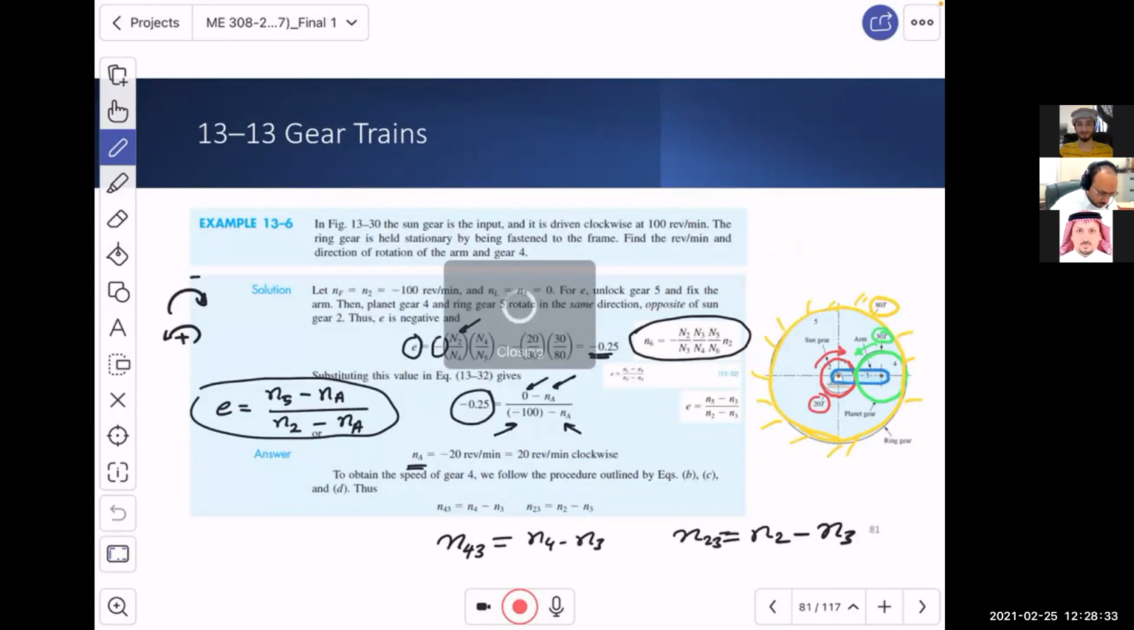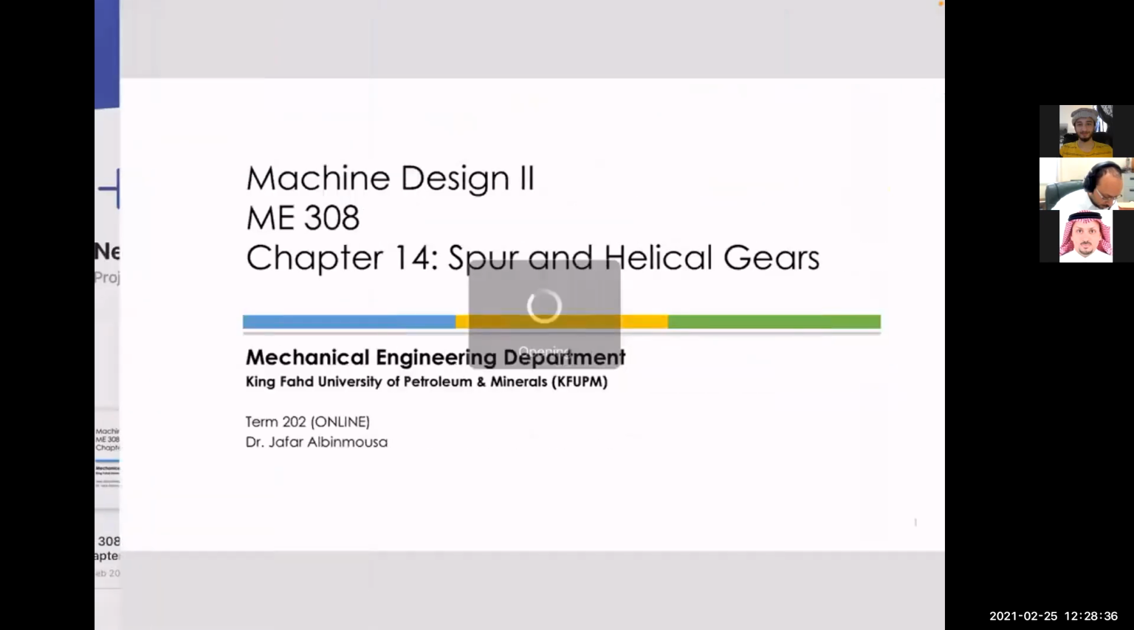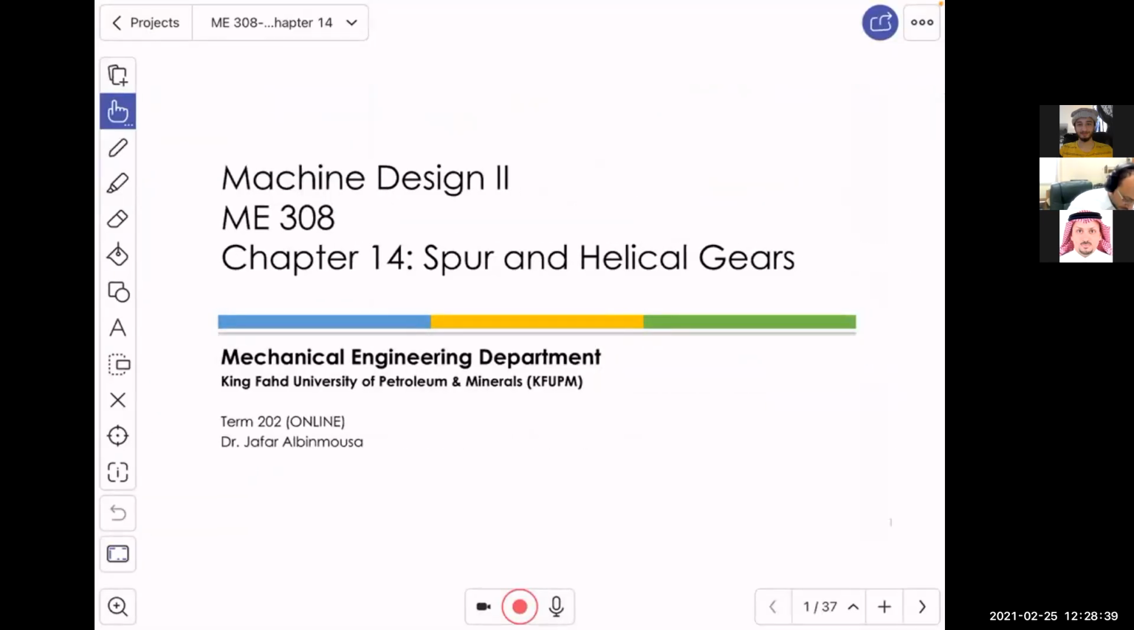Now, let me just open up chapter number 14. So I'm just changing, ya shabab, a little bit in the design. I'm trying to make the slide more bright, and I will probably keep changing a little bit in the sizing so it becomes easier for me to write comments and so on. But what are we going to do in this chapter? We are going to talk about spur gear and helical gear. We have been talking about them for too long right now. But if you recall, I promised that we are going to come back to them.